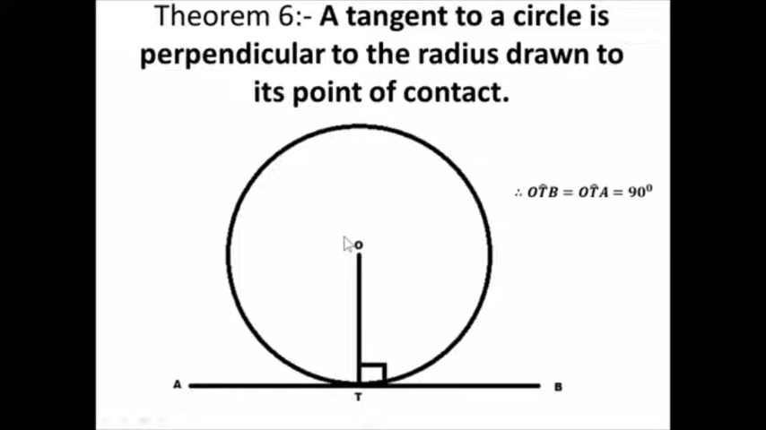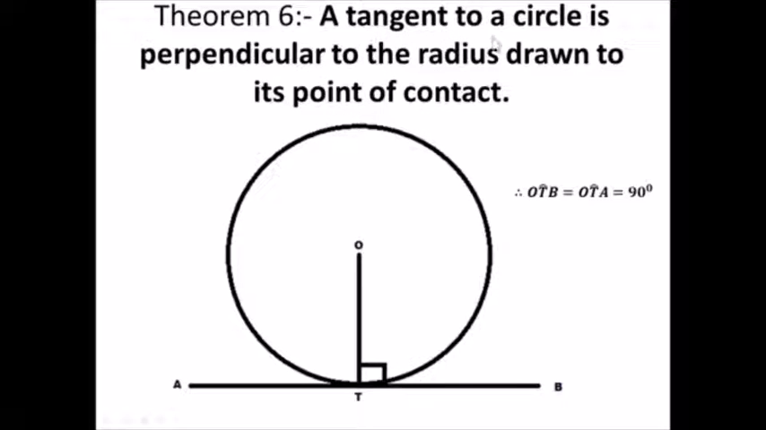But today's theorem, we are still on circle geometry or circle theorems. And today's theorem, we're going to talk about the theorem you can see on the screen right now that says a tangent to a circle is perpendicular to the radius drawn to its point of contact.